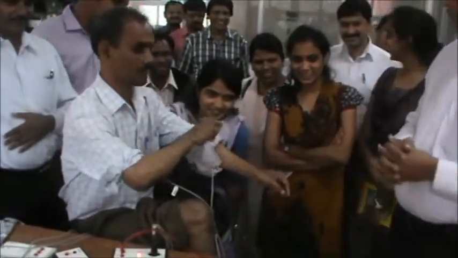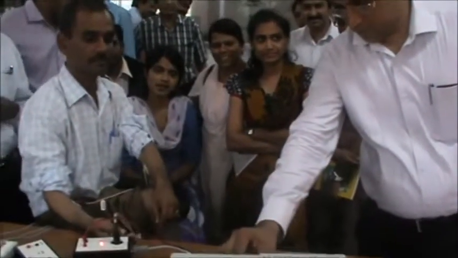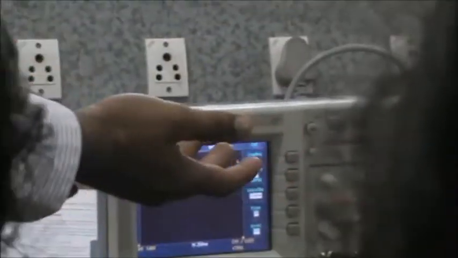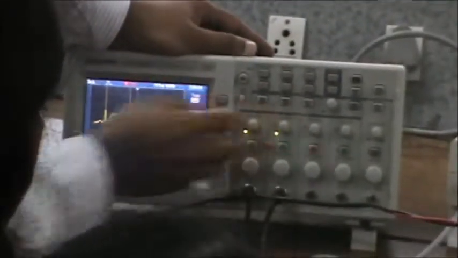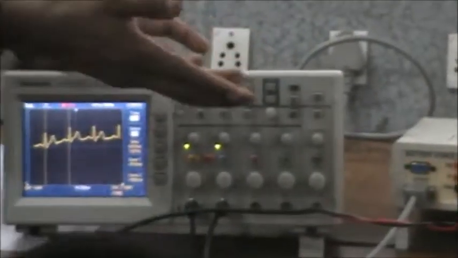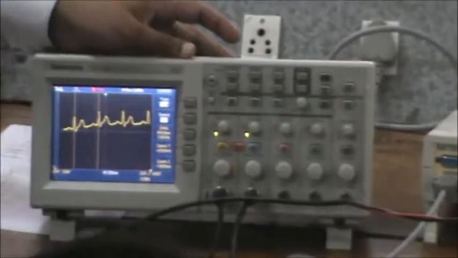It's coming in form of pulse. Do the measurement of the heart rate. Just show the marker on the next QRS. So directly this oscilloscope is giving me the frequency, 1.5 Hertz. We convert that into, multiply by 60, will give his heart rate. 1.5 into 60, 90 beats per minute.